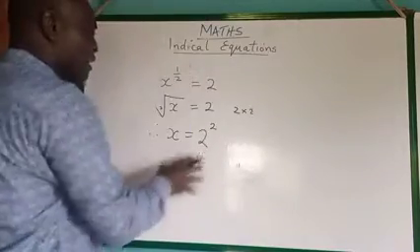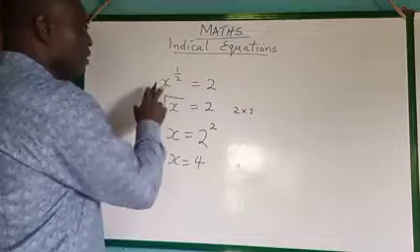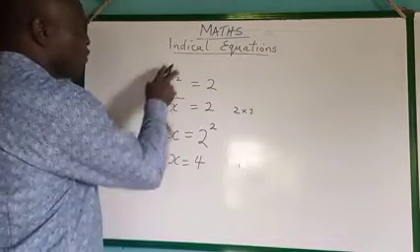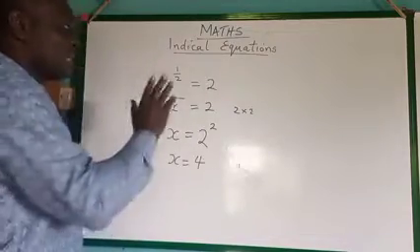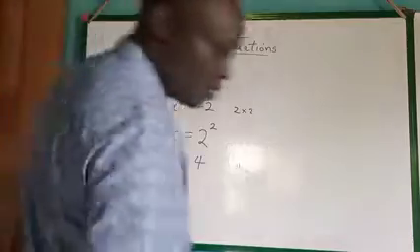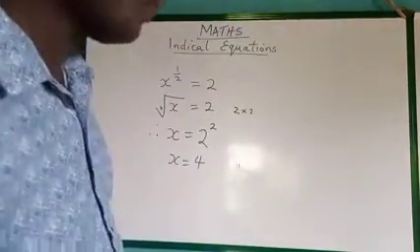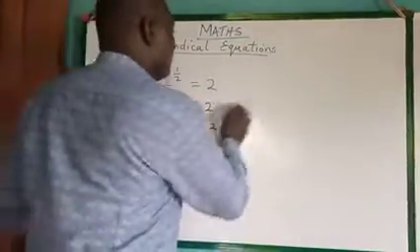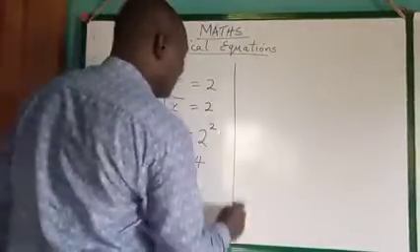So from this expression, or from this equation, x is equal to 4, because square root of 4 is equal to 2. So that is one method of solving that question. So let us look at the second method of solving it. The second method goes this way. Look at it.